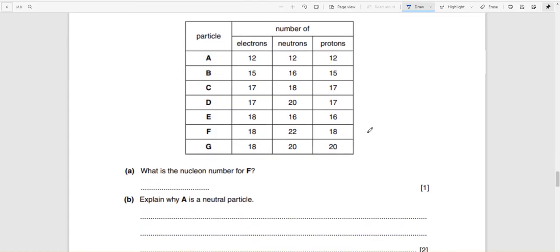What is the nucleon number of F? 22 plus 18 is 40. Explain why A is a neutral particle. A has an equal number of protons and electrons, because the number of electrons equals the number of protons, which balances the charge on the atom.